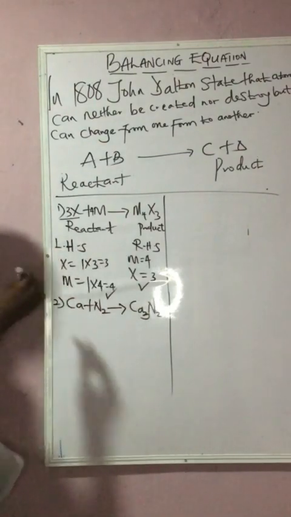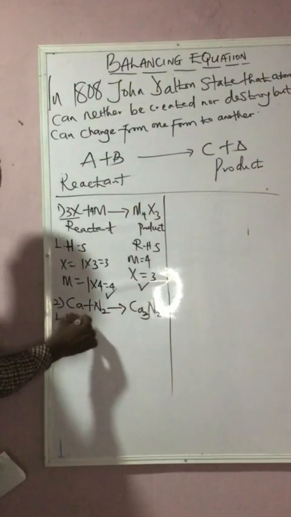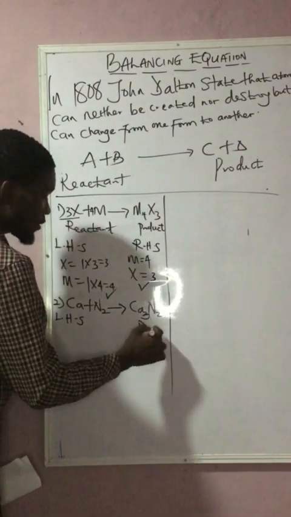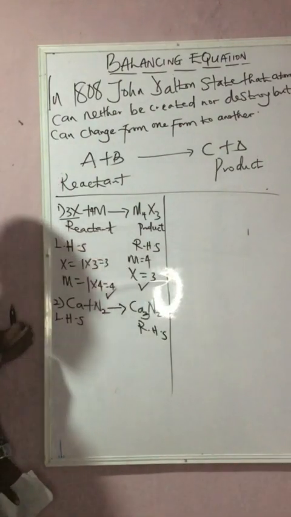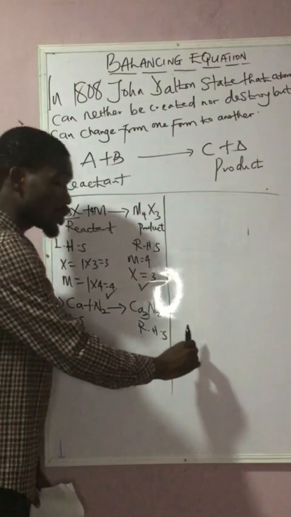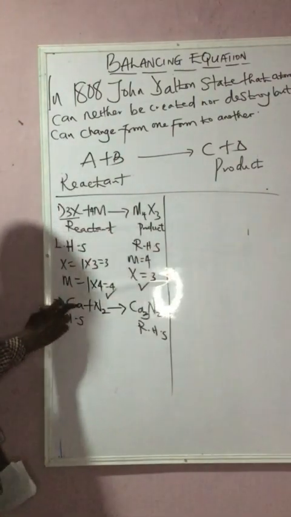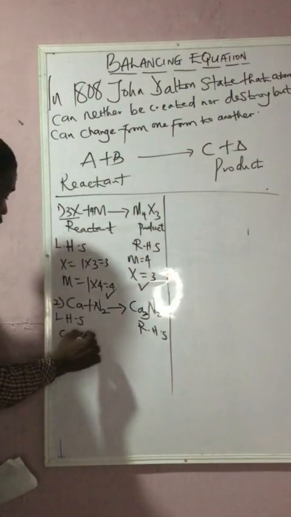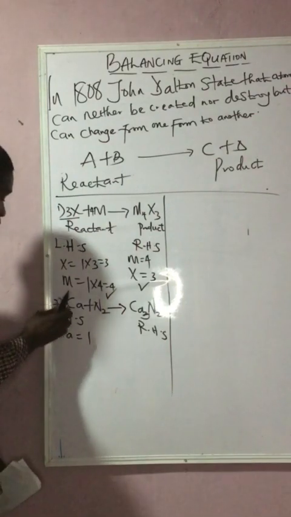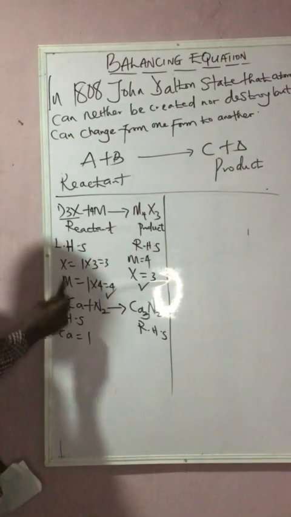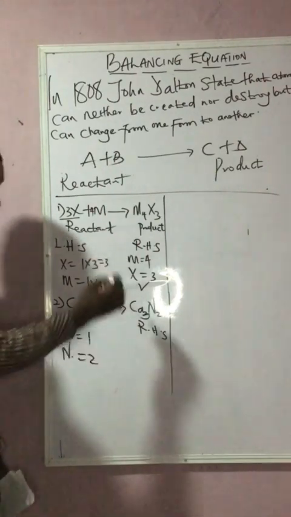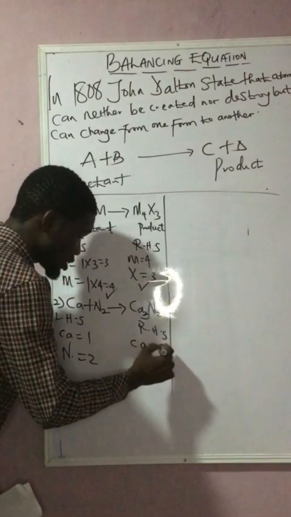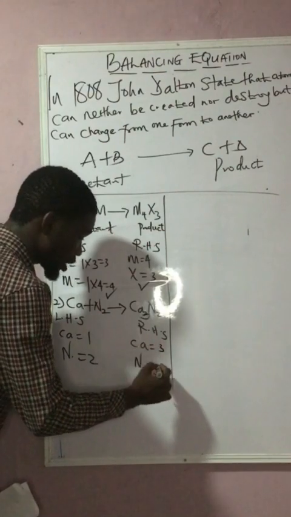So with that now, don't forget the way we are solving it. We have the left hand side and we have the right hand side. And don't forget, here is always the reactant side, while here is always the product side. So now class, this Ca, you write it out, we have 1, because the value here is invisible, 1 here. So N, we have 2. Here, the same thing, calcium is 3, while N is 2.